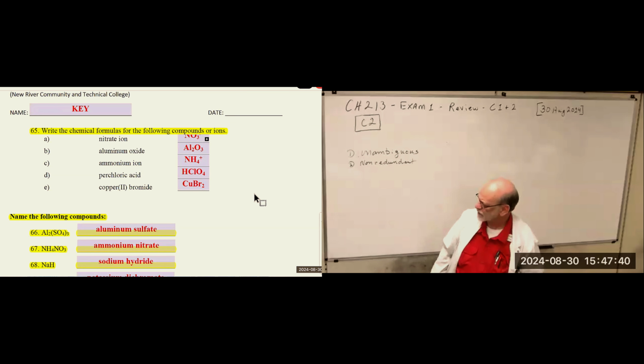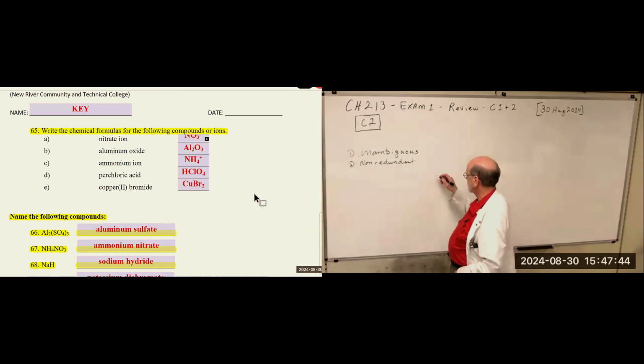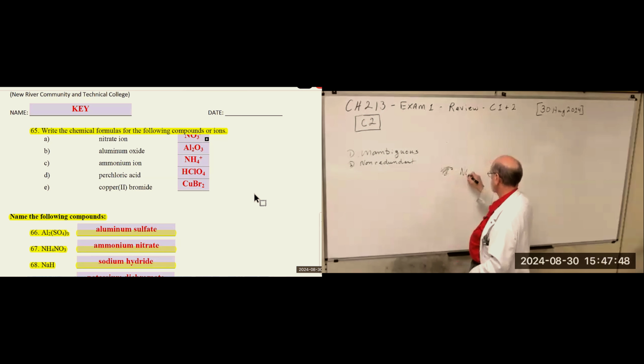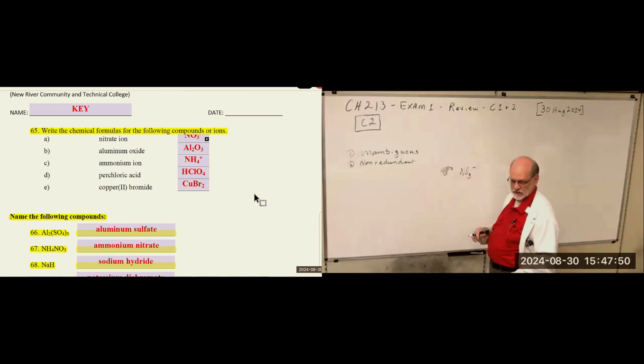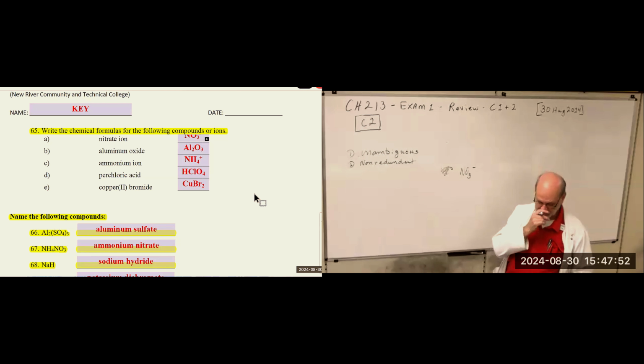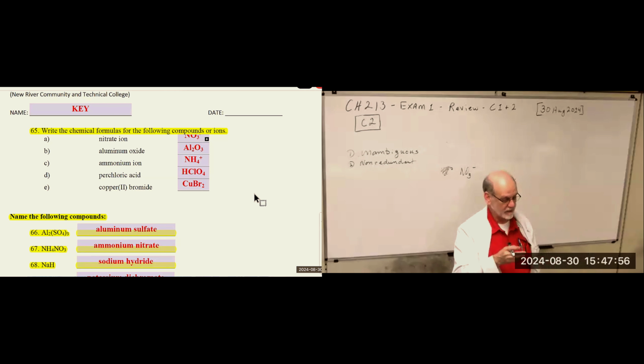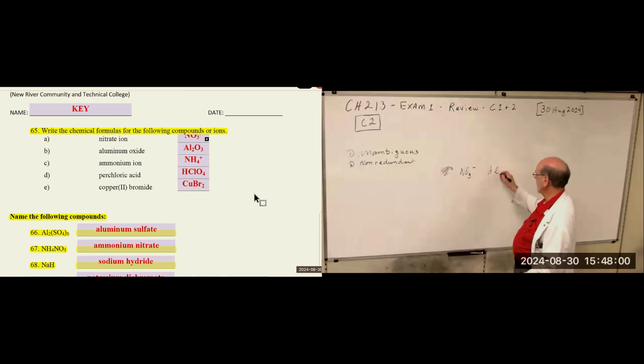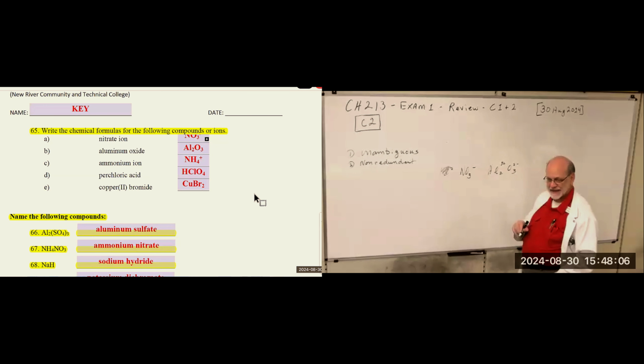All right, I kind of got chopped off there at the top. NO3, nitrate is NO3, with a minus charge. That's what it should be. Aluminum oxide. Aluminum is a fixed charge metal, 3+. Right? So if you say Al 3+ and then O 2- together, 2 comes over here, 3 goes over there. Al2O3.